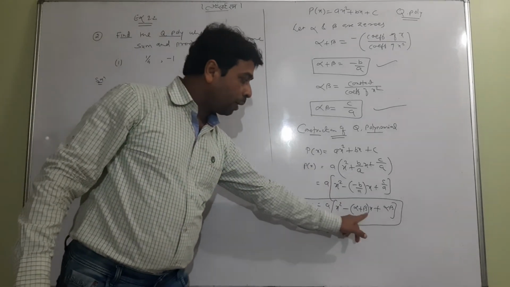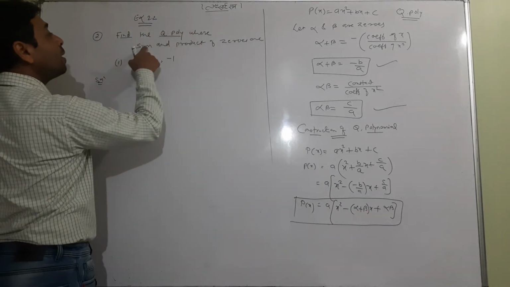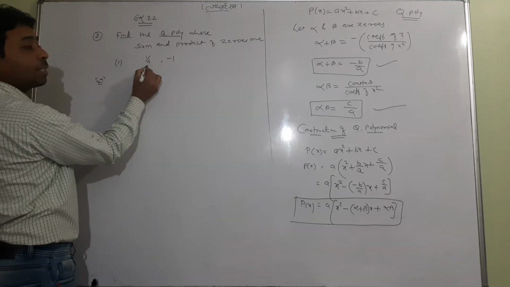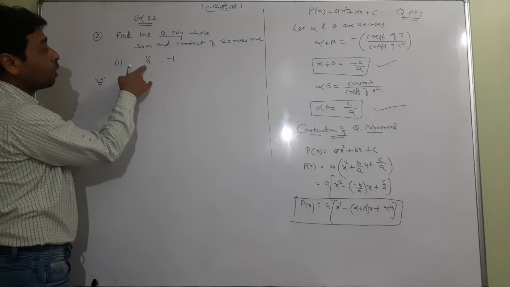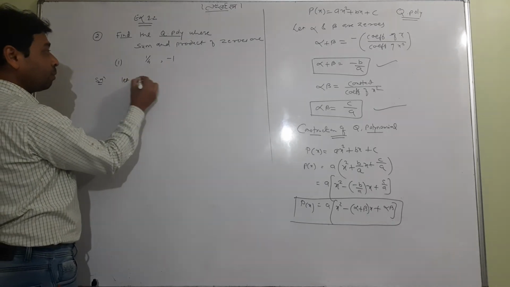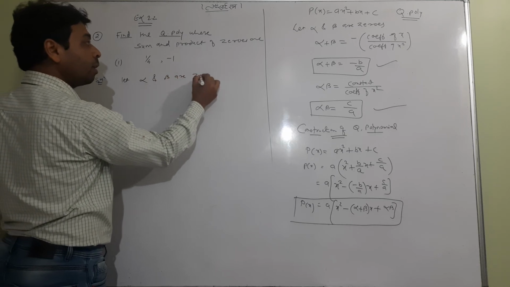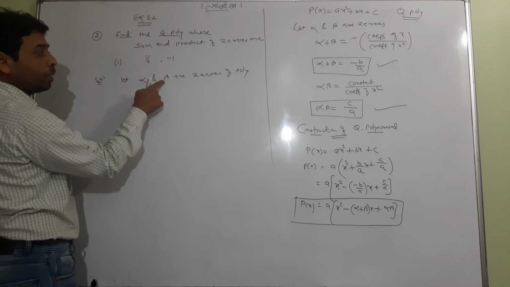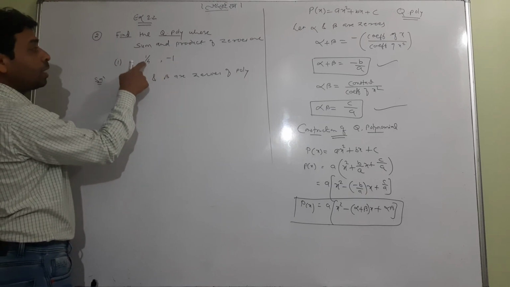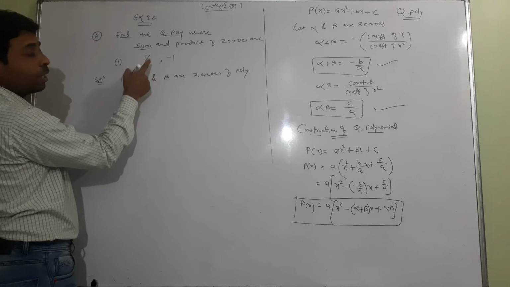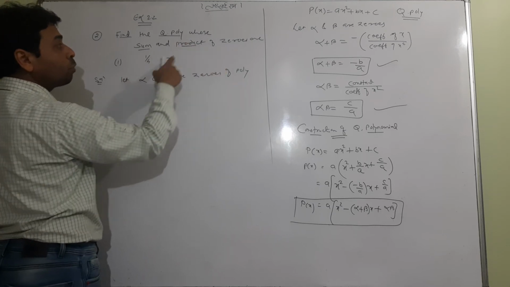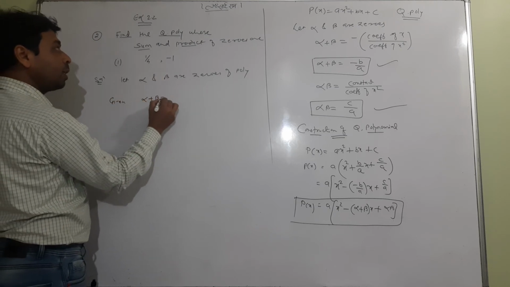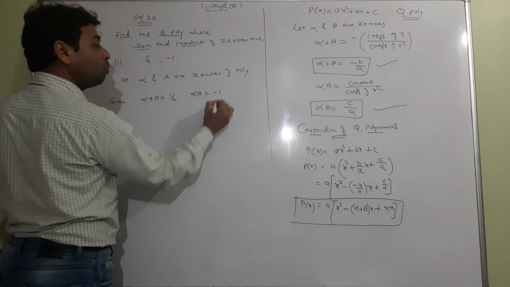This is a formula where alpha and beta are zeros, and the question says the sum and product of zeros are this and this. This is the sum. Sometimes students get confused. I would write, let alpha and beta be the zeros of the quadratic polynomial. So don't take alpha equal to this one and beta equal to this, because alpha is not this. This is the sum of the zeros, meaning alpha plus beta, and the product of the zeros, meaning alpha into beta. So given alpha plus beta is equal to 1 by 4 and alpha into beta is equal to minus 1.